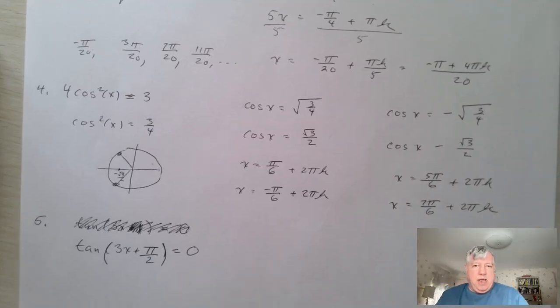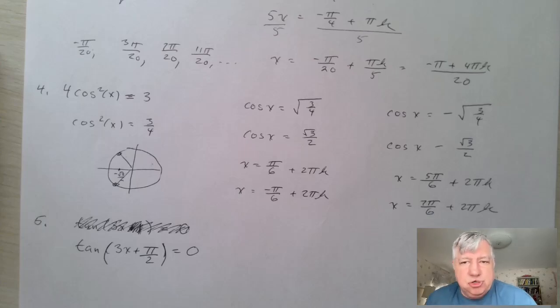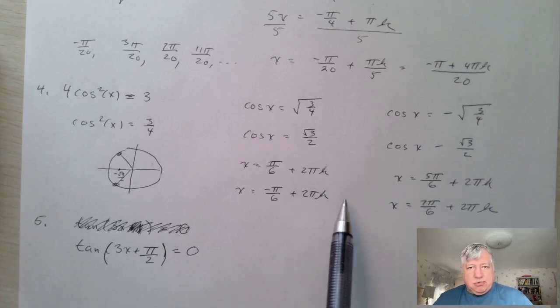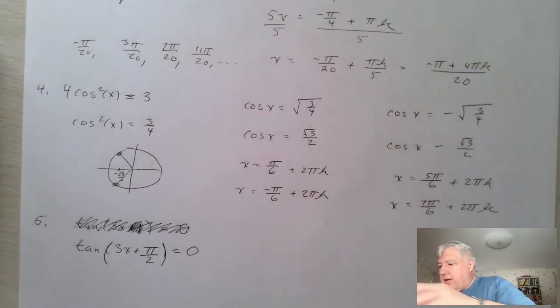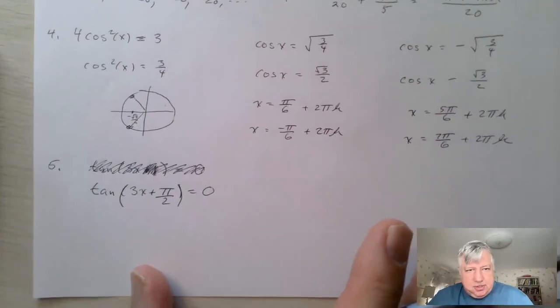So here we actually have 4 sets of solutions, and you could generate as many numbers as you want here, plugging in k equals 0, k equals 1, and so on. On number 5, I changed this.